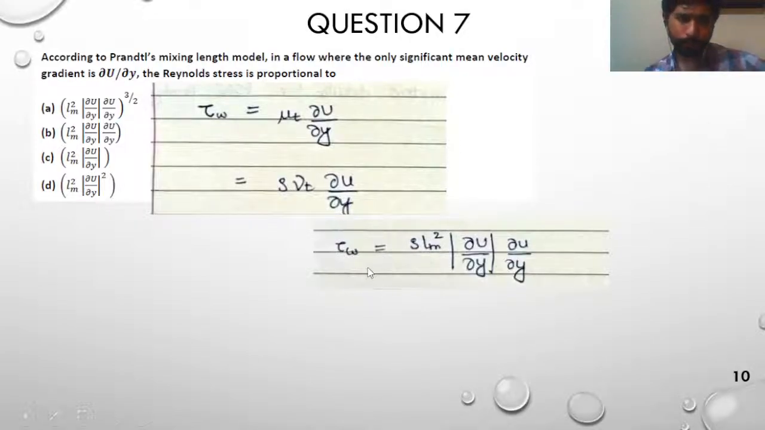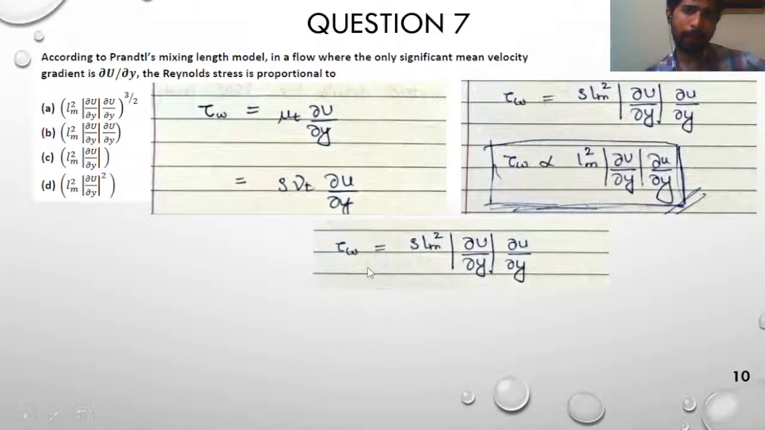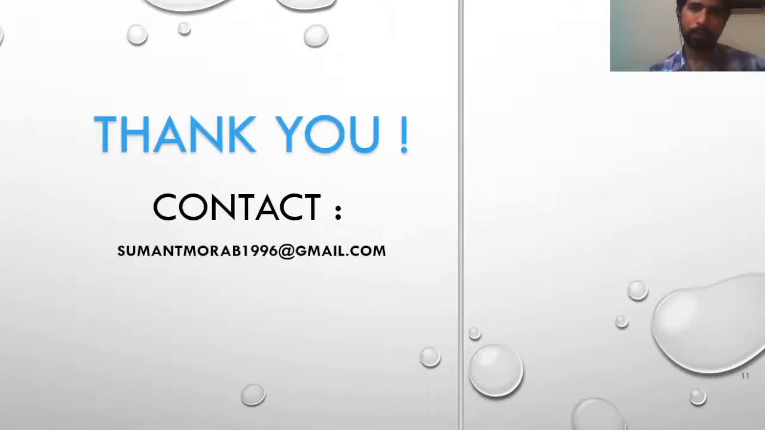So mainly finally, if we take the proportionality, then we can ignore the rho. Then we have l_m square, mixing length square, and the magnitude of this velocity gradient, and this normal velocity gradient comes in the definition of the wall shear stress only. So if you see the options in particular, option number B should be the correct answer. These were some of the questions which I wanted to discuss.